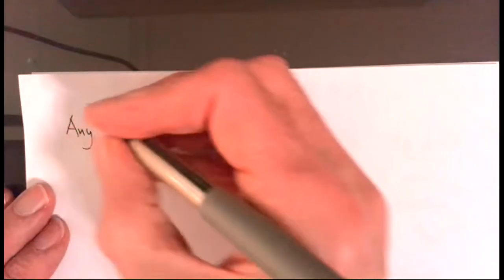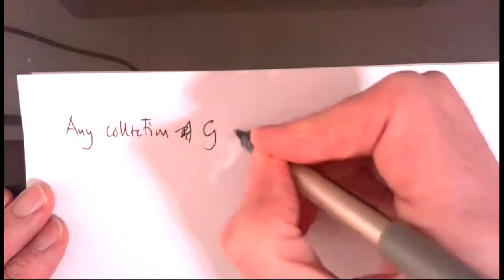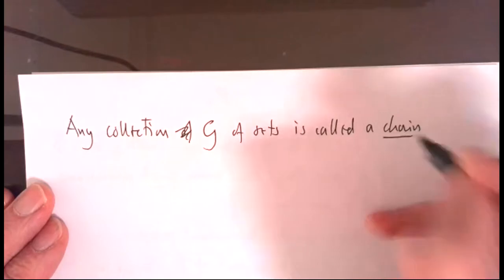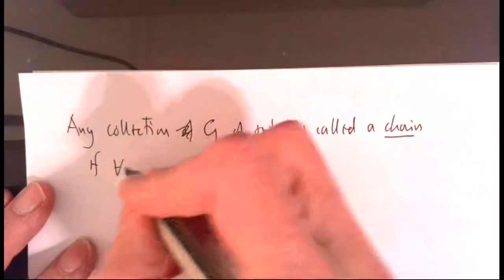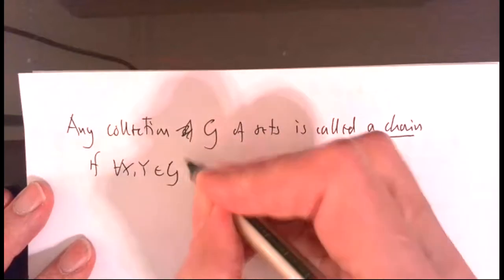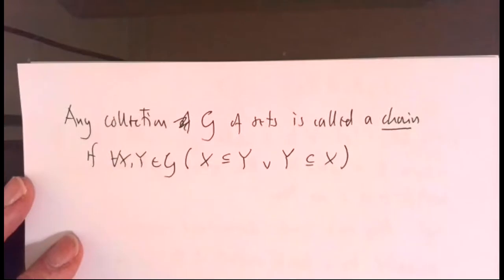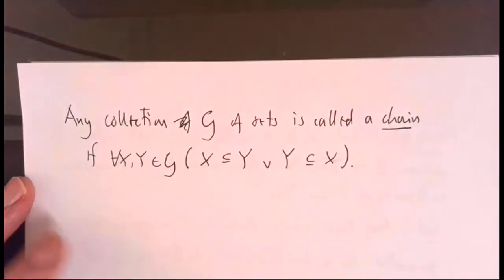So, preliminary to talking about the lemma, we have a definition here. It's not a formal definition. Any collection G of sets is called a chain if they are totally ordered under inclusion. I pick any two things X and Y in G; either X is contained in Y or Y is contained in X. So it's called a chain for an obvious reason: the whole thing is linearly ordered under set inclusion.